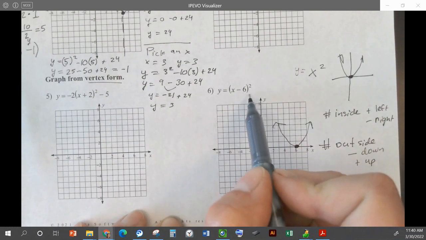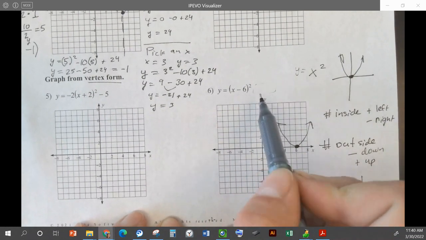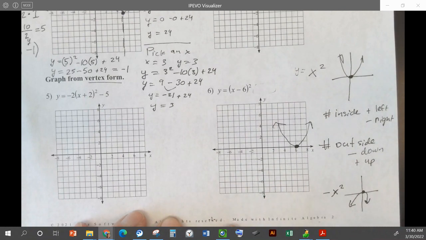Okay. This one's not going to go up or down because we don't have a number on the outside. Okay. So I think those are a little bit easier than the standard form. So there's 4 of those. There's 3 more you can practice.